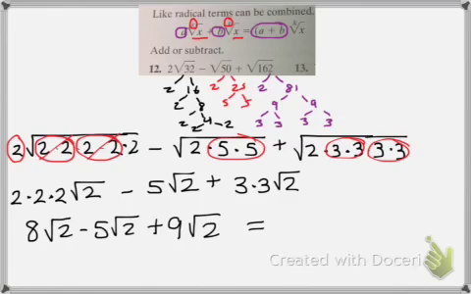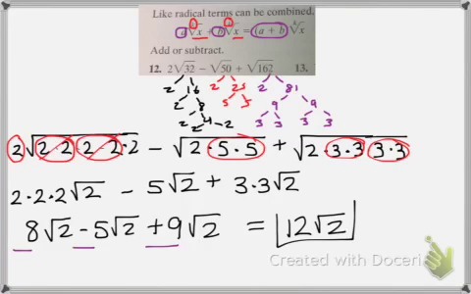And now, since my index and the radicand are all the same, all I have to do is add or subtract the coefficients. So 8 minus 5 is 3, plus 9 is 12. So I have 12 root 2.